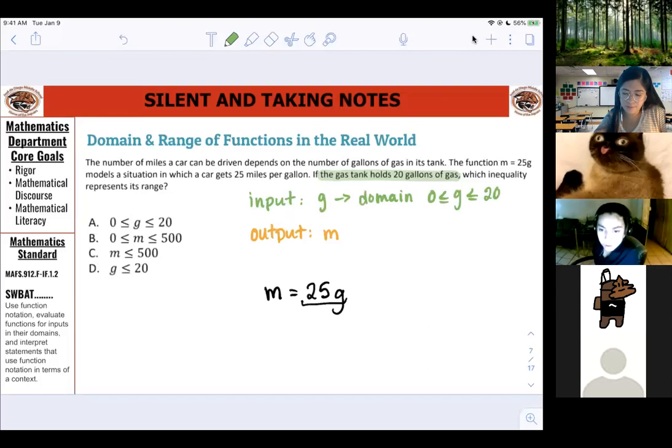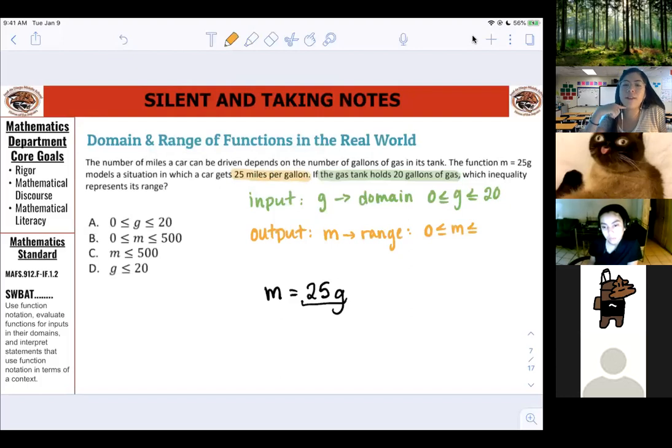Did we just do the multiplications? So I guess let's take it a little bit slower. What does it tell you about the mileage? I think there's 25 miles per gallon. Okay, so what's the lowest amount of miles I can drive? 0. So I know it's going to start on 0.